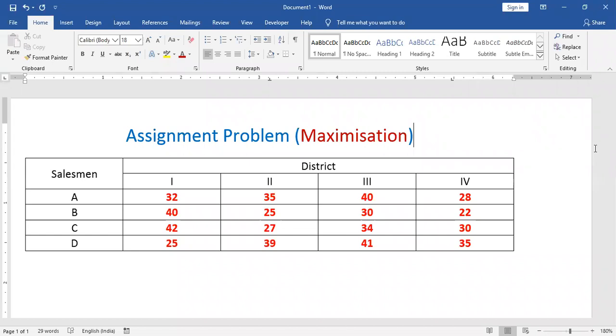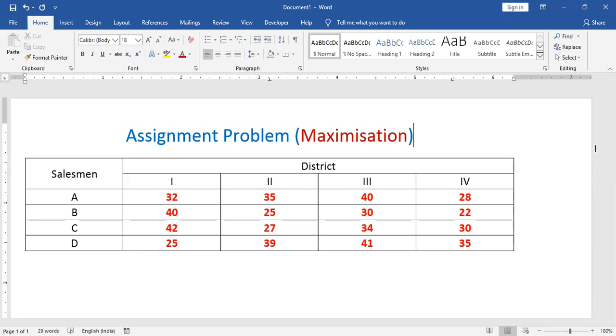If we appoint salesman A in district 2, he gives 35,000. In district 3 he gives 40,000. Similarly, the sales by salesman C in district 4 is 30,000, right? So there are four salesmen and four districts, and we have to assign each district to each salesman, and our objective is to maximize the sale.